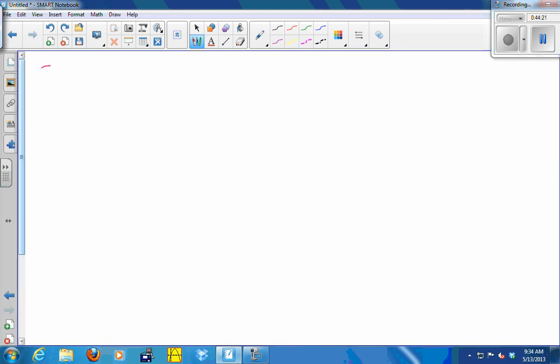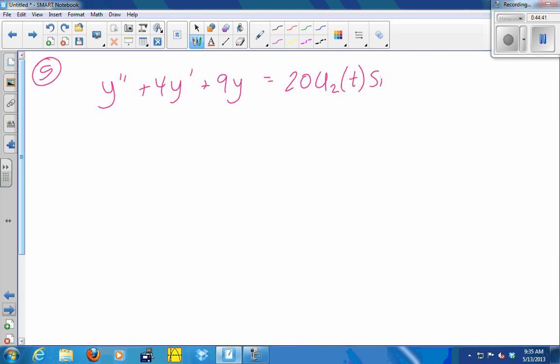Okay, number 5. Consider the initial value problem y double prime plus 4y prime. Describe the long-term behavior of the solution. You need not do a lot of computation to answer this part.